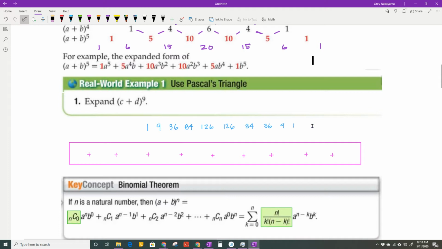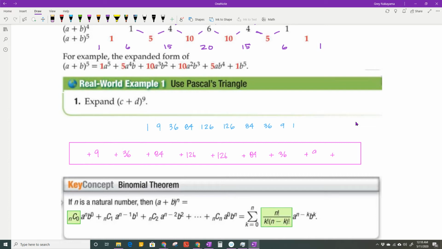Okay. Now, when you do that, you've got your coefficients. So the first one is the 1. The next coefficient is a 9. Then we have a 36, and then an 84, 126, 126, 84, 36, 9, and a 1, which I don't write.